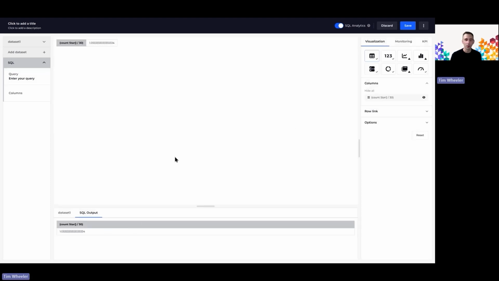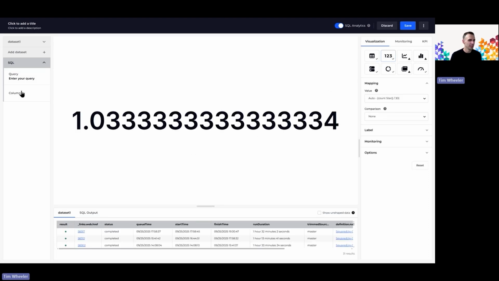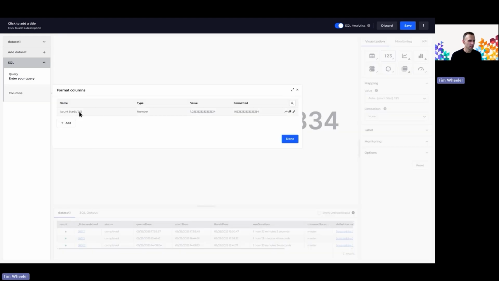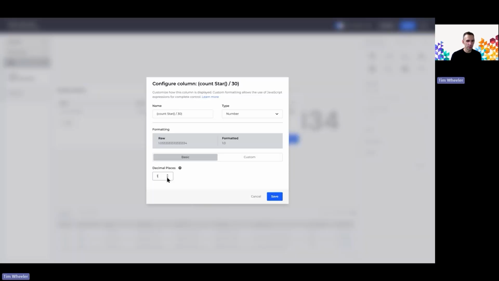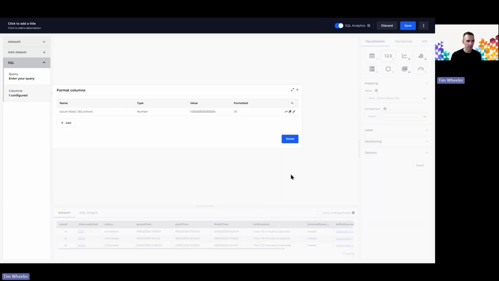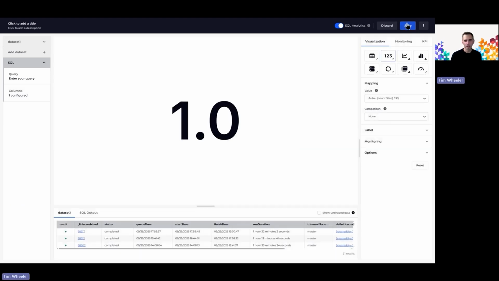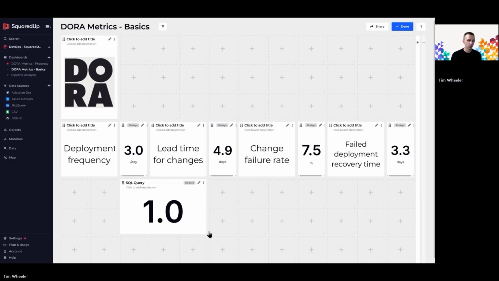We'll see I've basically got 1. So I had 31 results divided by 30. We're going to change this to a scalar on the right-hand side. And then I'm just going to reduce the number of decimal places to 1 to make it a little tidier. And there we go. We save the tile. And that's a DORA metric in however many seconds that was.